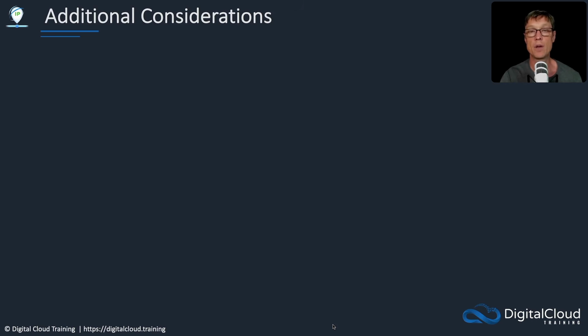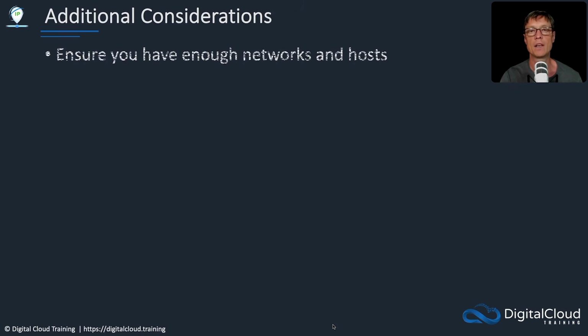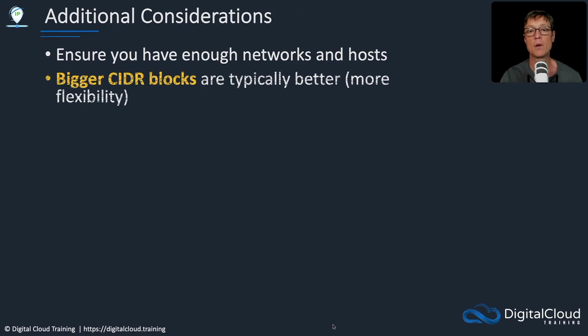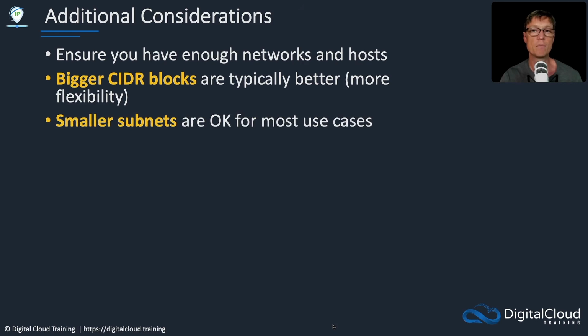Now, let's go through a few additional considerations. You've got to ensure you have enough networks and hosts. You really don't want to mess this up. You only get to set this CIDR block once, and then you're stuck with it. So make sure you plan correctly. Bigger CIDR blocks are typically better. It gives you more flexibility down the road. Smaller subnets are okay for most use cases. You don't need thousands of instances per subnet.